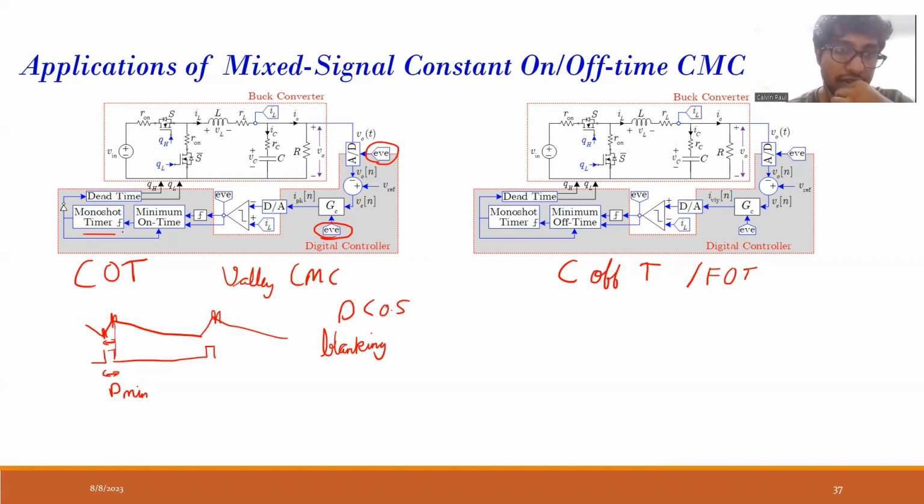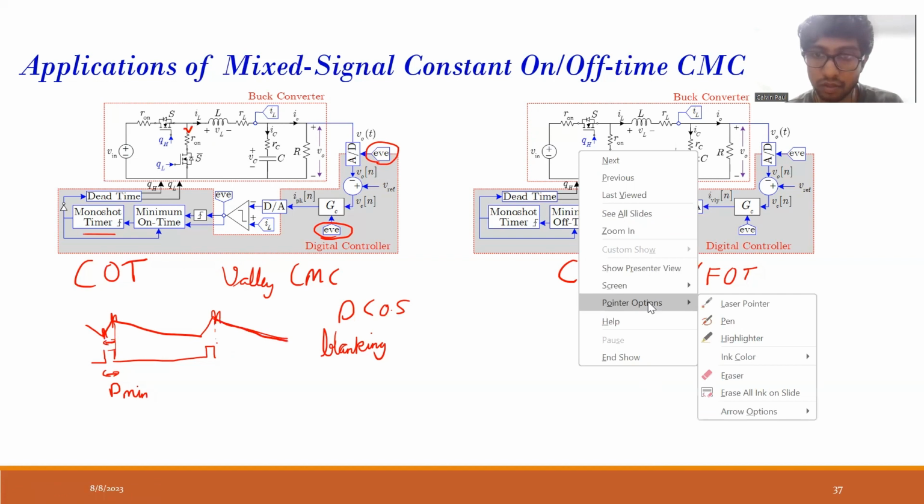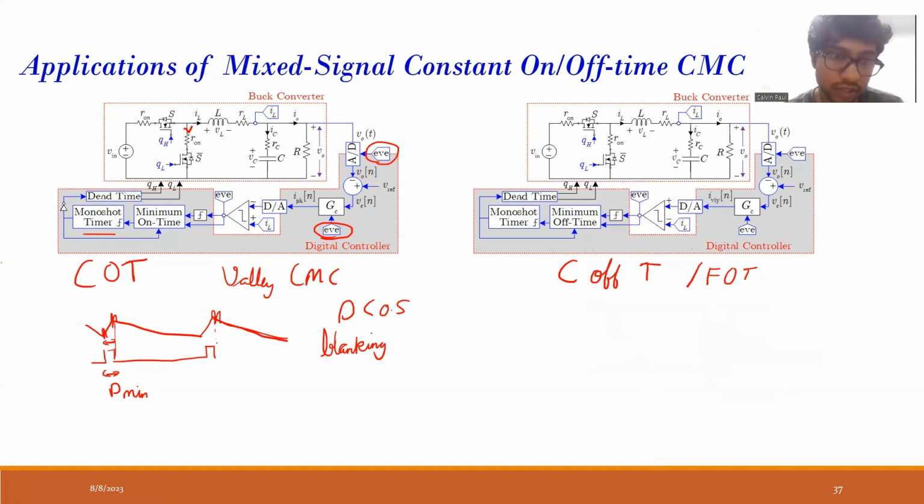It is very useful. Another advantage of constant on-time control is this: if we just sense the inductor current, this is the inductor current, this is the current which I am sensing. I am only sensing the current of this low side switch. If I am sensing the current of this switch, it will look like this.